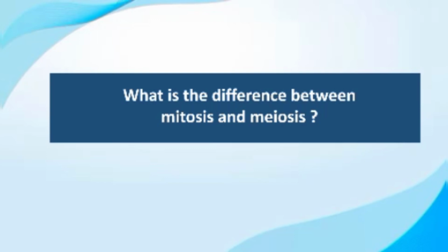Now we'll move on to meiosis. What is meiosis? Meiosis is a specialized form of cell division that occurs in germ cells to produce gametes. Gametes are sperm and eggs. It involves two rounds of division and results in four genetically diverse cells, each with half the chromosome number of the original cell. Meiosis consists of two main stages. These are meiosis phase 1 and meiosis phase 2.